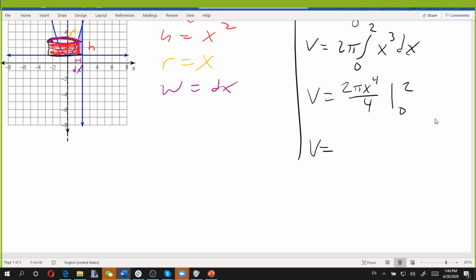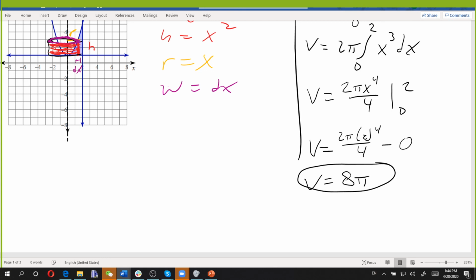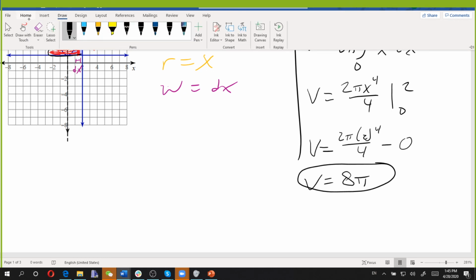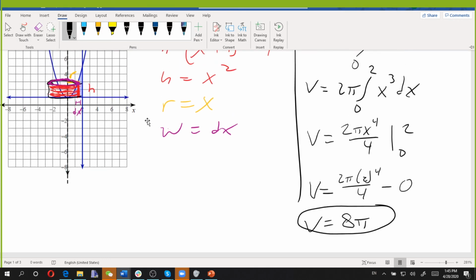2 pi times 2 to the 4th power over 4. Okay. What's 2 to the 4th power? 16. 16 divided by 4 is 4. And then times 2 pi. So 8 pi. 8 pi for our volume. Awesome. Any questions on anything we did here?